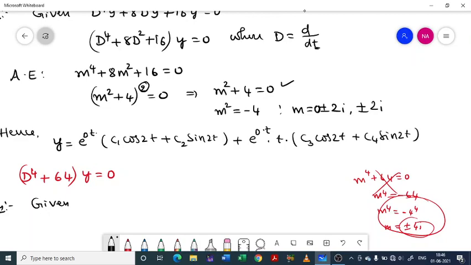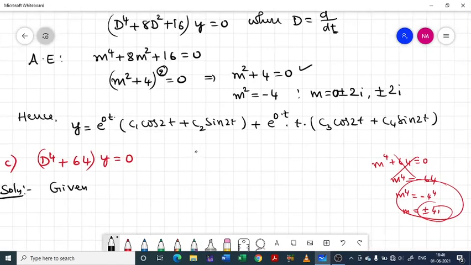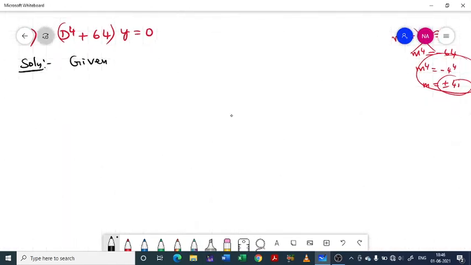Okay, now let's come to problem C. Now m power 4 plus 64 equal to 0. Directly I am writing the usual equation: D power 4 plus 64 into y equal to 0. That implies m power 4 plus 64 equal to 0 is the auxiliary equation. Now we need to solve this.